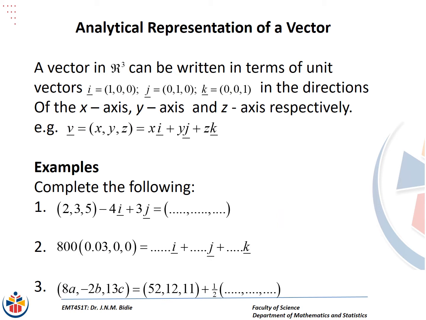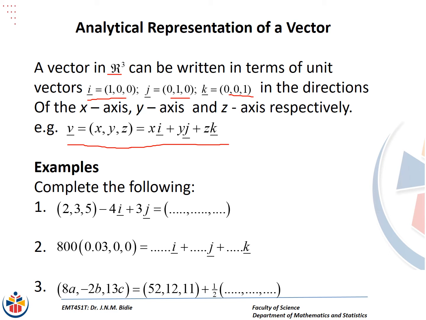Quickly, we move to the analytical representation of a vector. A vector in the space R3 can be represented in terms of i, j, and k. Note that we've given you that i is (1, 0, 0), j is (0, 1, 0), and k is (0, 0, 1), and they are unit vectors in the directions of the X, Y, and Z axes. Note that if we just gave you a vector x with components x, y, and z, it means it can be written as xi plus yj plus zk.